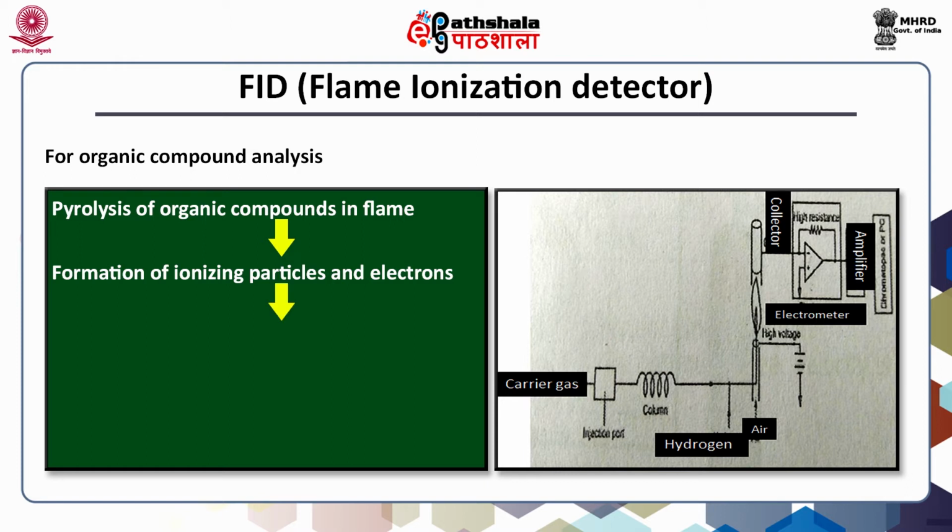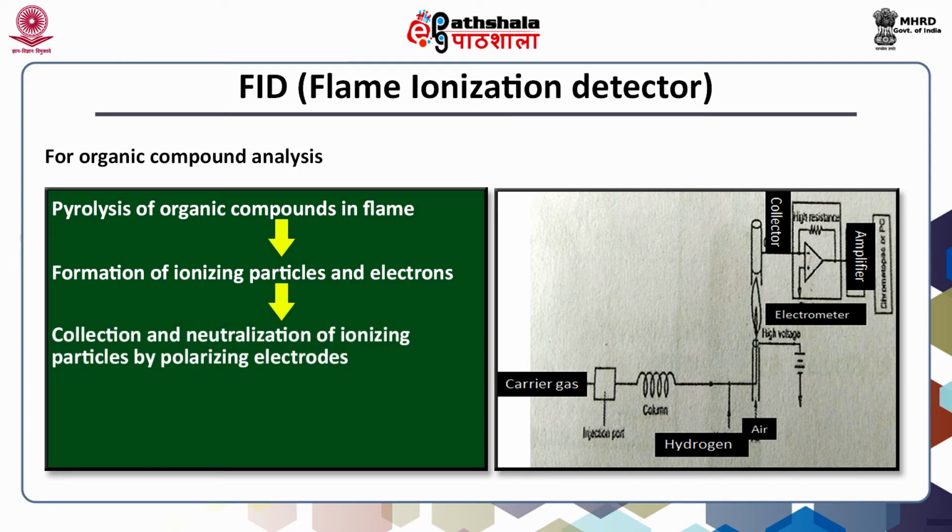These ionizing particles are collected and neutralized by the polarizing electrodes inside the collector of the detector, and they generate an electric current which is picked up by the electrometer and forms a peak on the recording chart. That peak represents the amount of the material present in the particular compound. The advantage of this detector is that it is a very linear detector, its response is also very good, it has very low noise and it is rugged and easy to use, but everything has advantages as well as disadvantages.